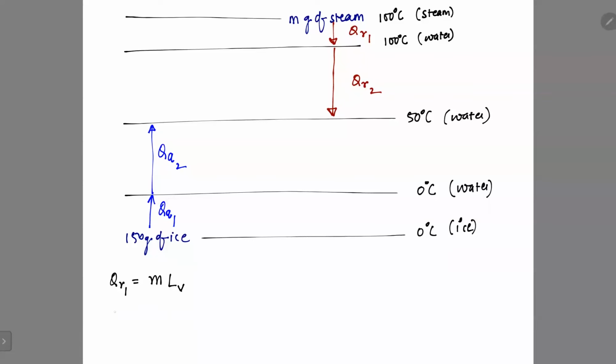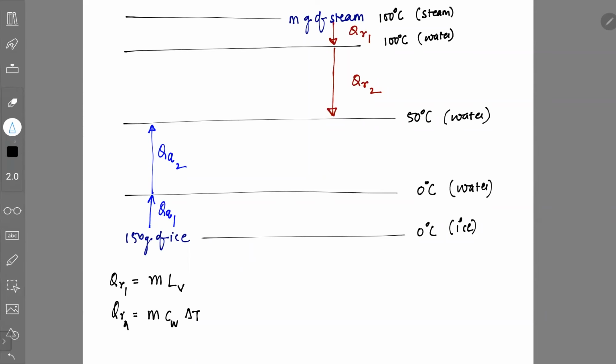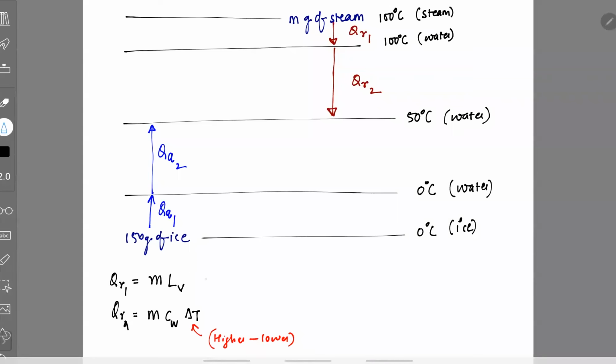Q released 2. Now in this, MC delta T. In this case, is there phase transformation or cooling? Cooling. It's going to be MC of water into delta T. Agree? One point to be noted here is in this method, delta T should be positive. It should always be higher minus lower. Please remember this.